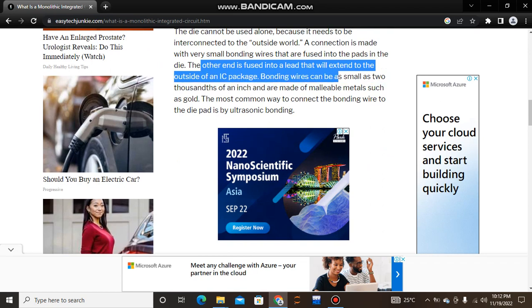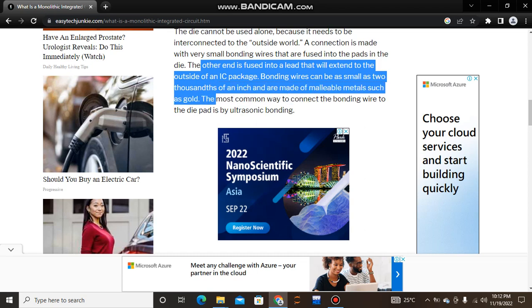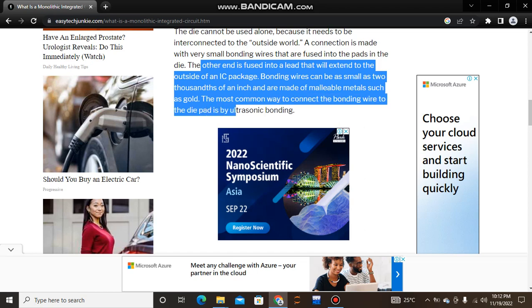Bonding wires can be as small as 2/1000ths of an inch and are made of malleable metals such as gold. The most common way to connect the bonding wire to the die pad is by ultrasonic bonding.